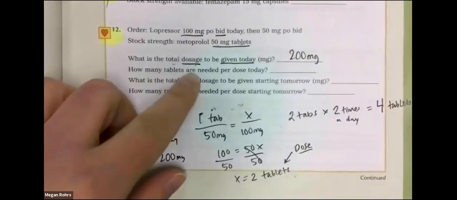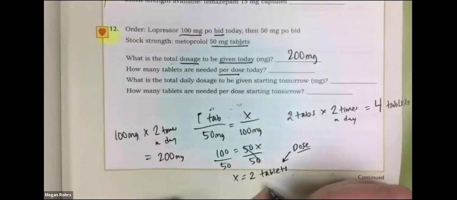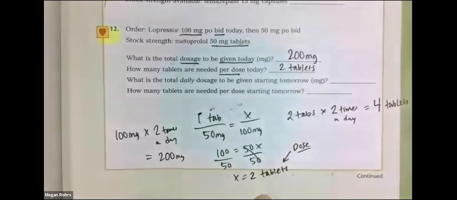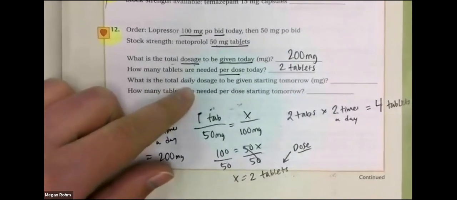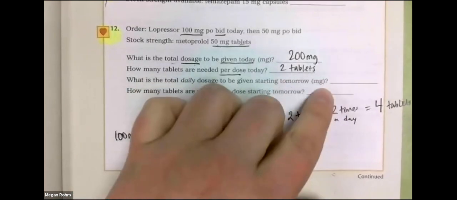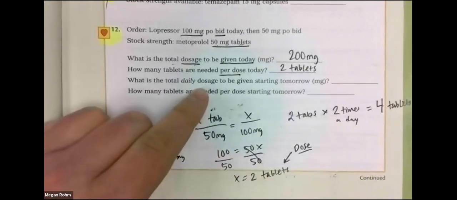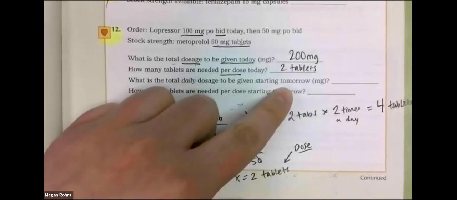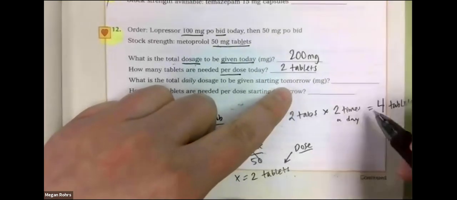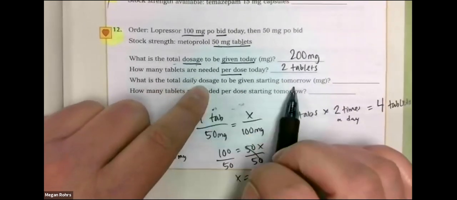So how many tablets are needed per dose today? Well, we said our dose was 2 tablets. What is the total daily dosage to be given starting tomorrow in milligrams? So the daily dosage to be given starting tomorrow. So I guess we didn't need to solve for how many tablets given today. I apologize. I got ahead of myself there. So what's the total daily dosage to be given starting tomorrow?